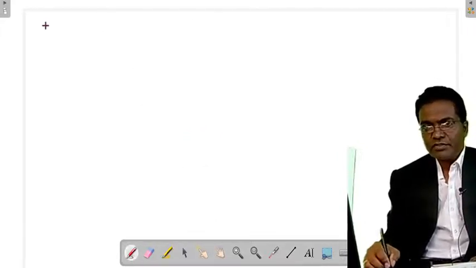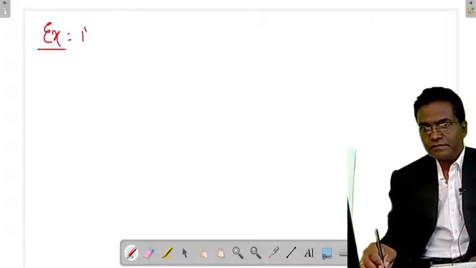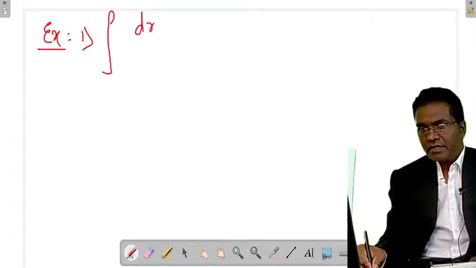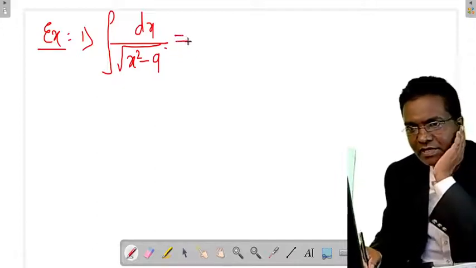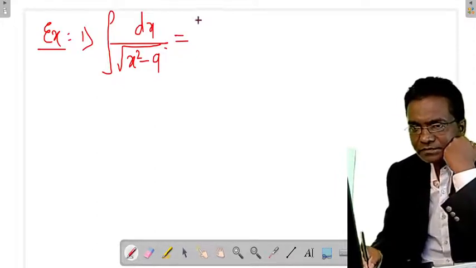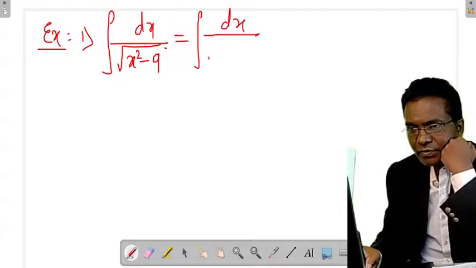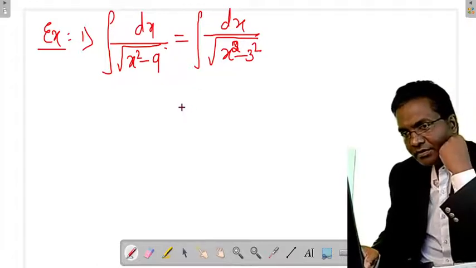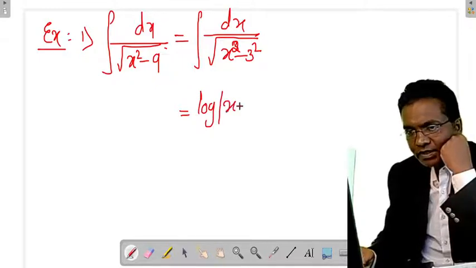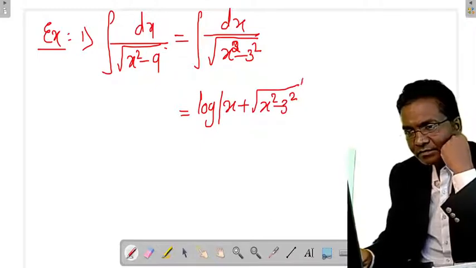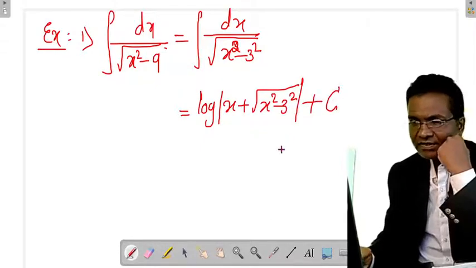See here, if you get a situation like this, integration dx divided by square root of x square minus say 9. Immediately you can write it as, this is your 3 square, so it is dx by square root of x square minus 3 square, and you use the result: it's log of x plus square root of x square minus a square plus constant c. Very simple.